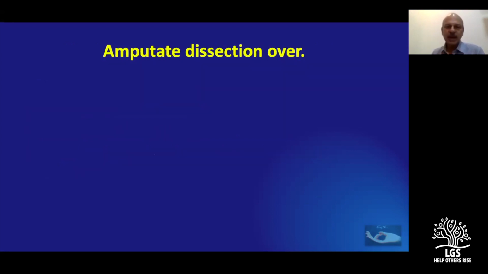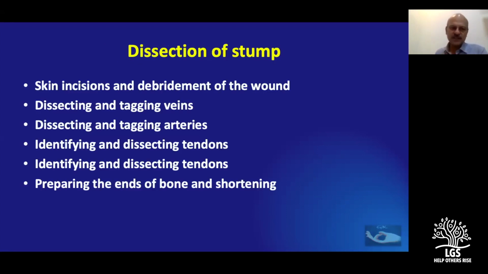Now the amputate dissection is over. It is now kept ready, and we keep it enclosed in a saline gauze and kept in a sterile cup, or a kidney tray if it is a hand, waiting for the stump dissection to be over, when it can be brought in. Now, dissection of the stump.